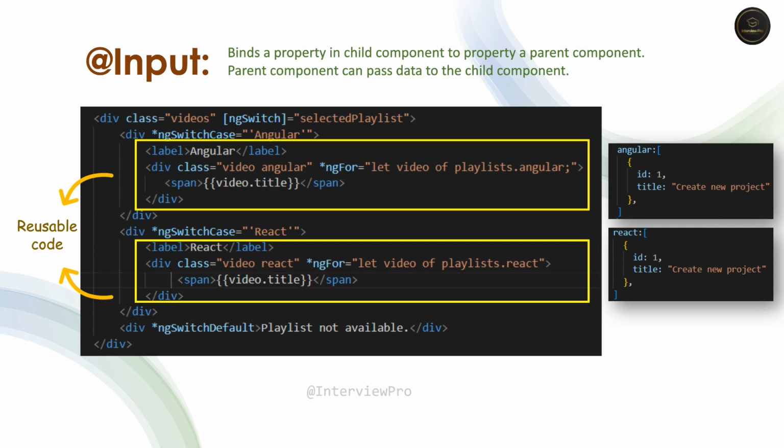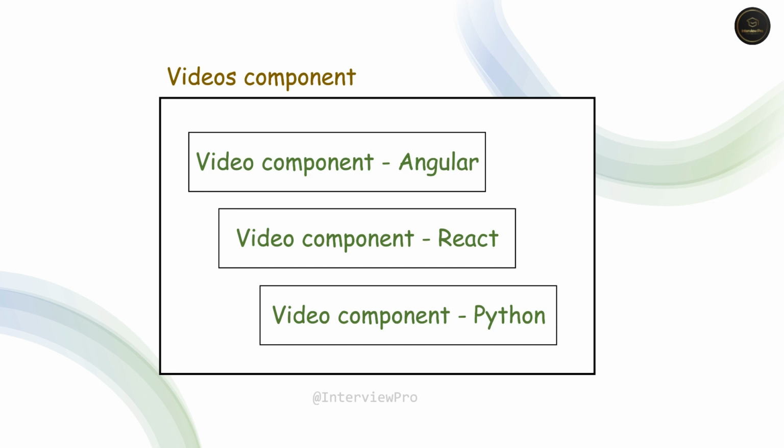We can do that by extracting this template into a separate component and using that component inside the videos component. The new component will serve as a child component to the videos component. To pass data from parent to child, we will use a decorator called @Input. Let's see how we can implement this and how the Input decorator helps in parent to child communication.